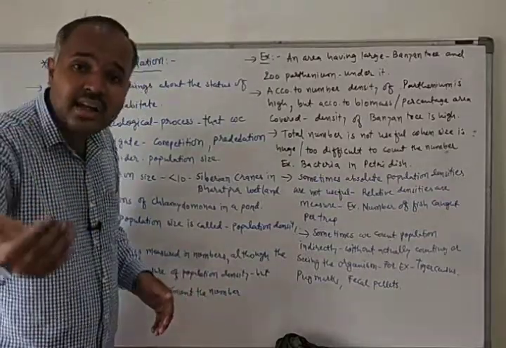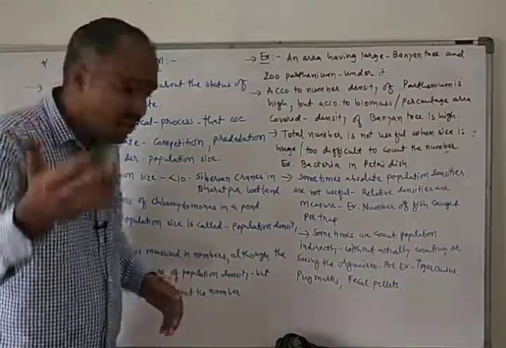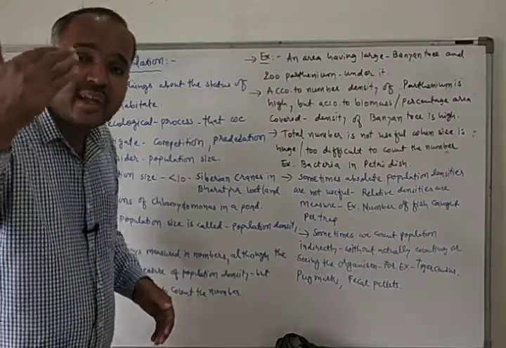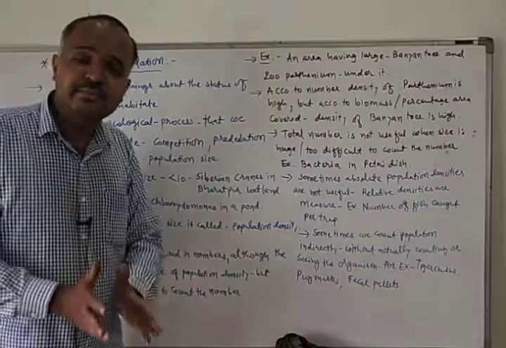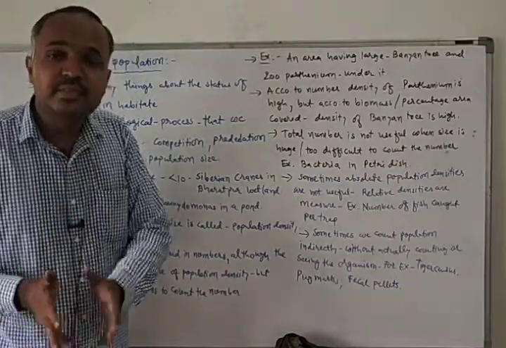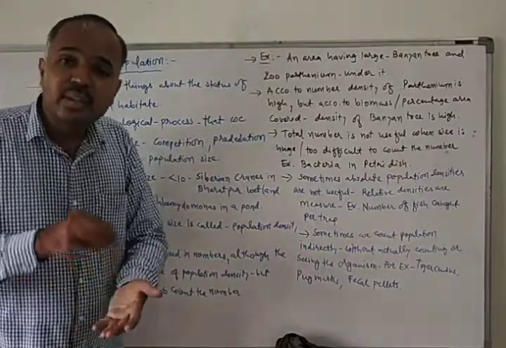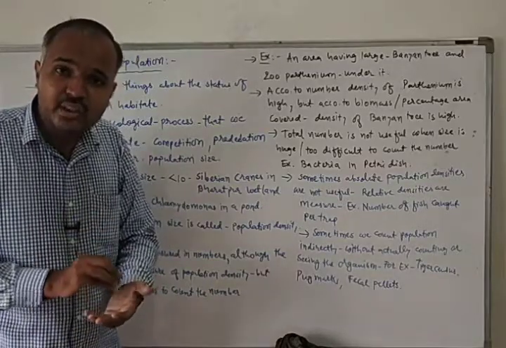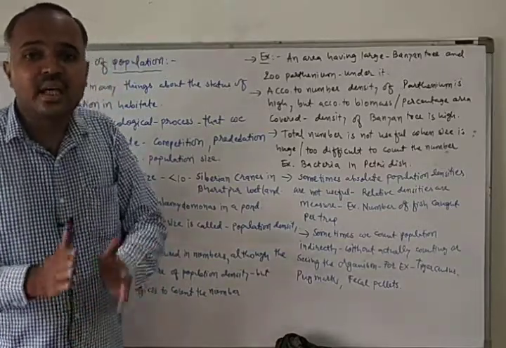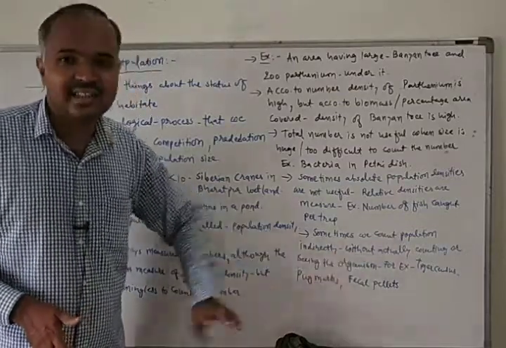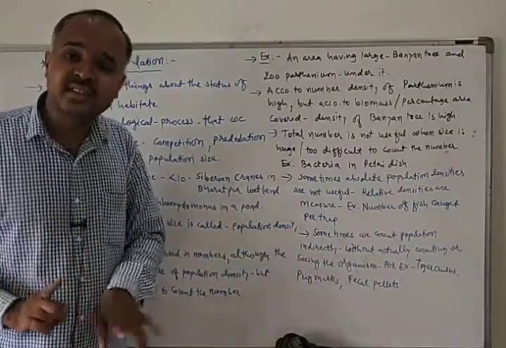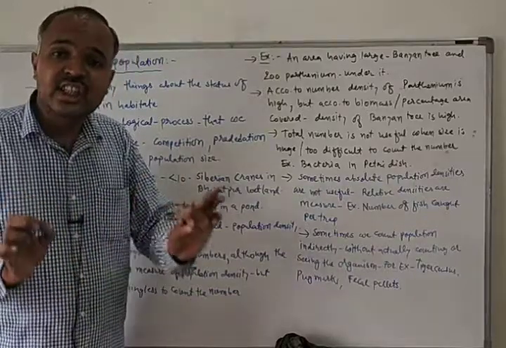Sometimes we count the population indirectly, without seeing the organism, and without counting the actual number. Okay, this is the last point regarding population size. Sometimes we count the population density without actually seeing the organism. We can count the population density. An example of that is tiger census. We do tiger census without actually seeing the tiger.